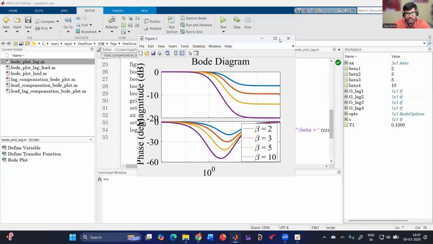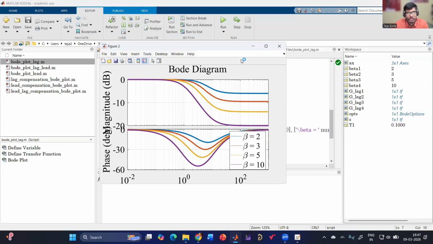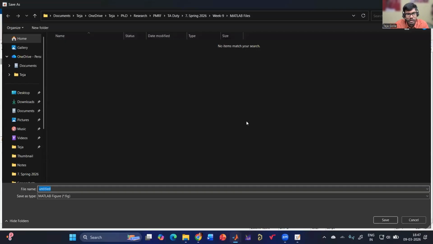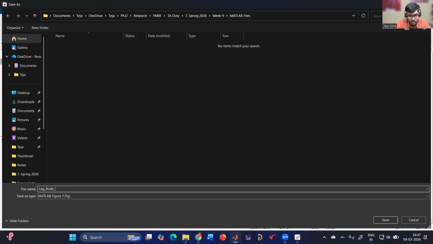So let me take a screenshot of this. I'm not sure why it is not snipping. Okay. In that case, I'll save it as PNG. Save. So this is lag Bode plot. Then I'll save it as PNG. Save.